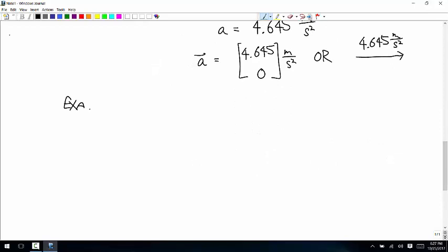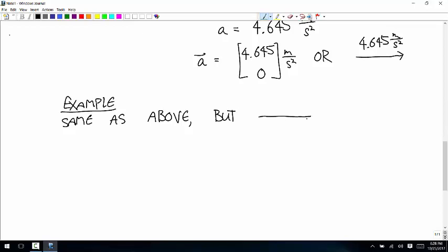Okay, so now we'll do it the same as above. Now the velocity vector is this way.